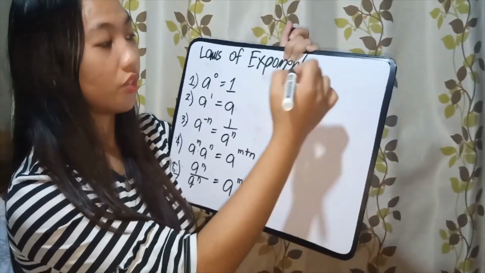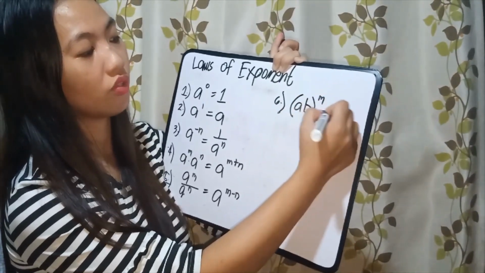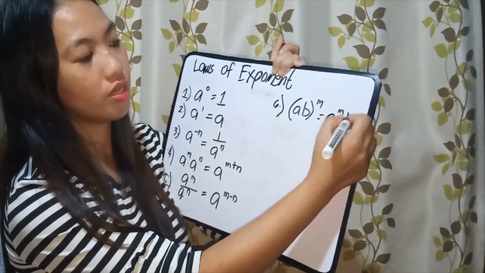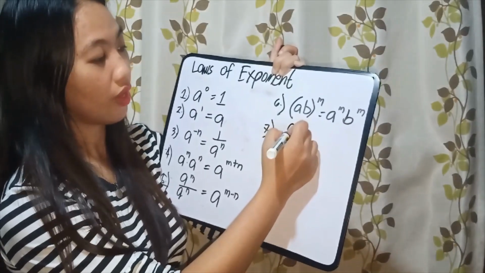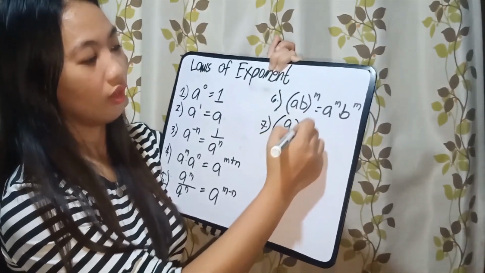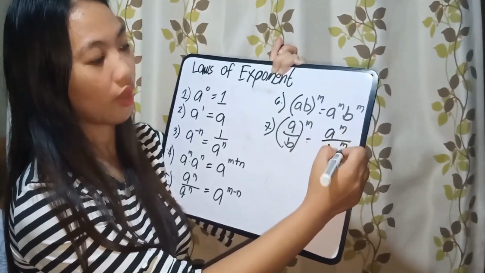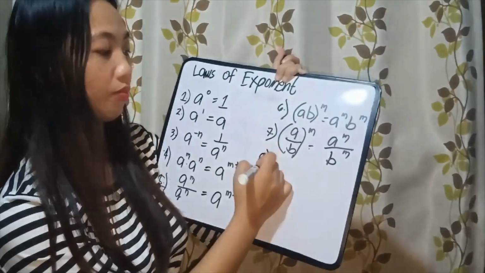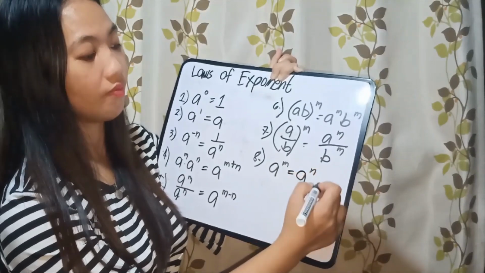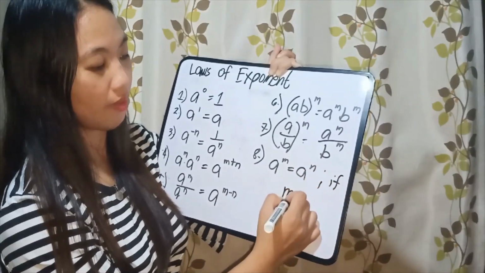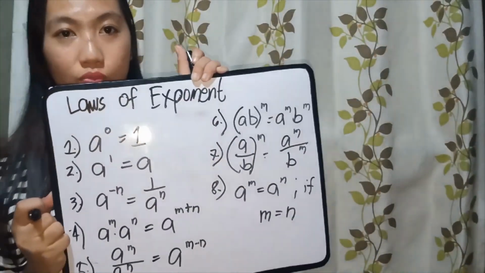For the sixth, we have different bases but the same exponent. We have ab raised to m is the same as a raised to m times b raised to m. Next is the division. a over b raised to m is the same as a raised to m over b raised to m. And for our special property, a raised to m is equal to a raised to n if m is equal to n. So these are the laws of exponent.